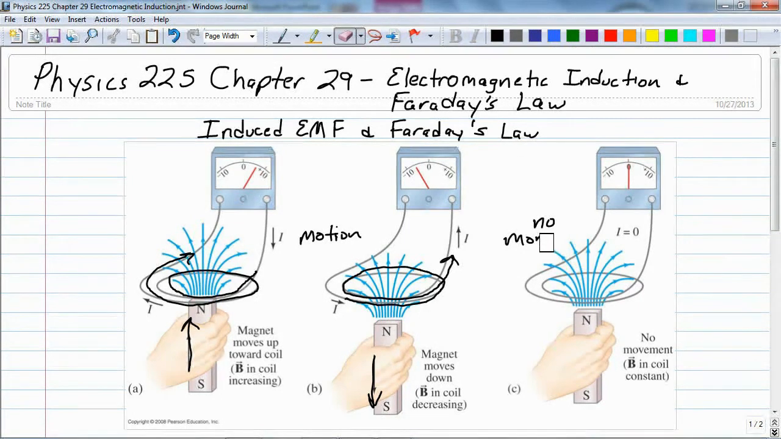So this was something that was observed by Faraday, and he came up with a relationship to understand how these two effects work.